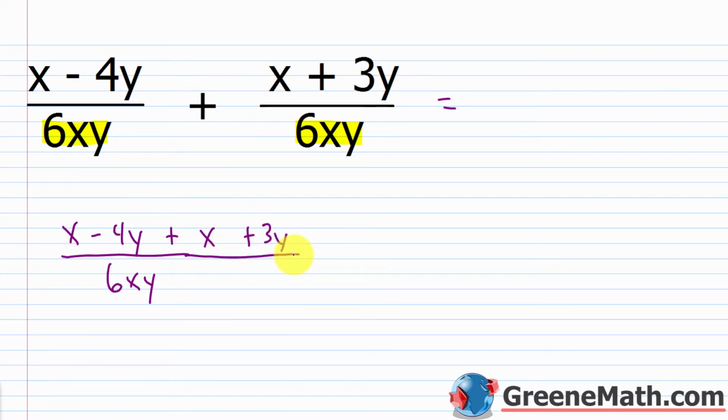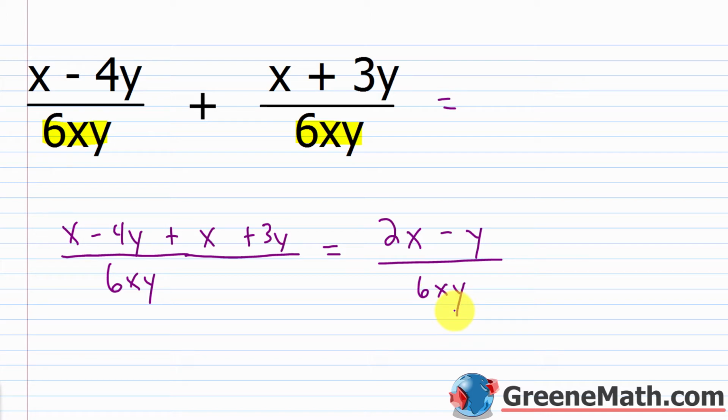I'll make this a little longer. So what would this be equal to? Well, essentially, I'm just going to combine like terms. x plus x is what? That's just 2x. And then negative 4y plus 3y would be negative y, or just put minus y. And this is over that common denominator of 6xy.